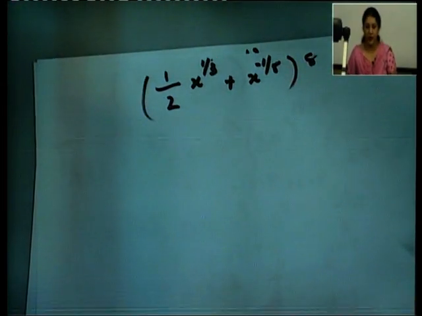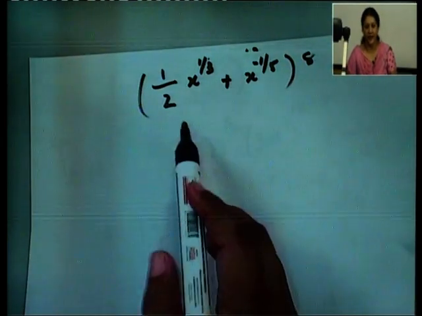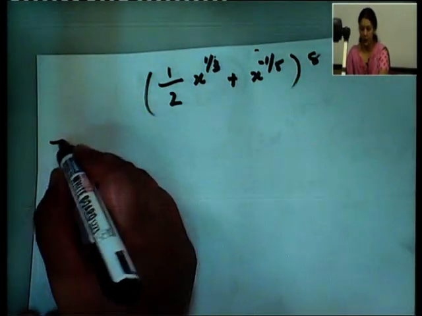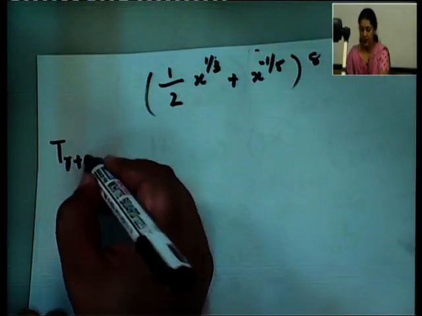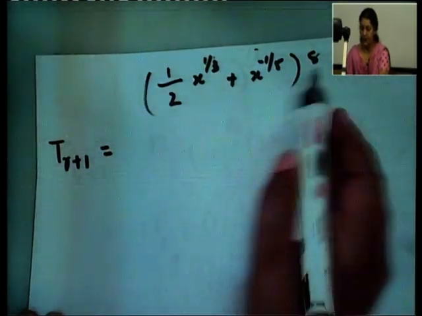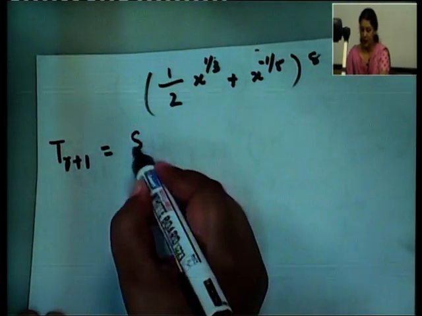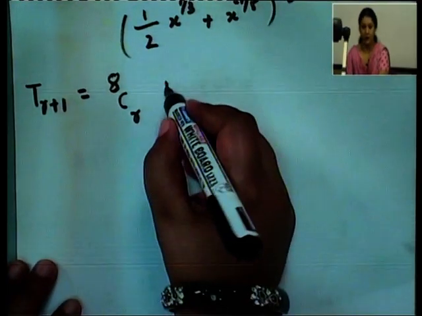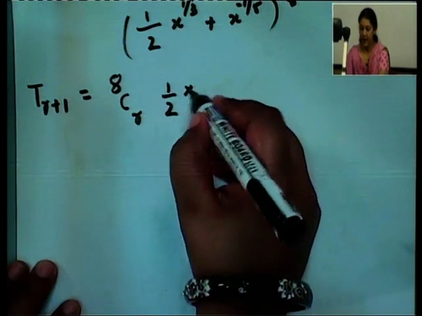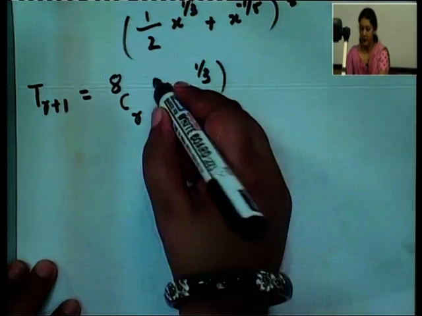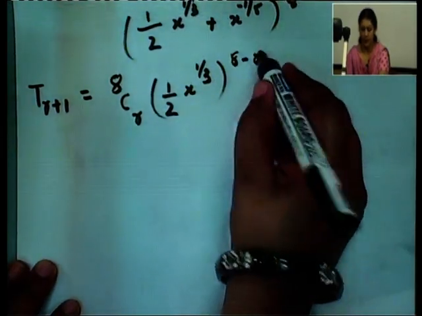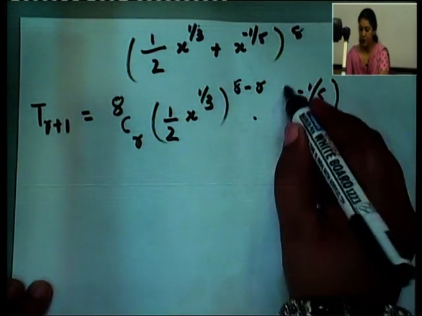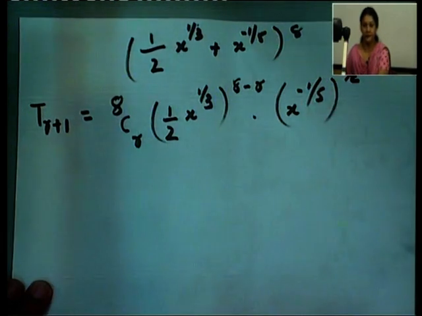So the problem is to find the term independent of x in the expansion of this. Again we write the general term. T(r+1) will be equal to, here n is 8, 8Cr (1/2 x^(1/3))^(8−r) into (x^(−1/5))^r.